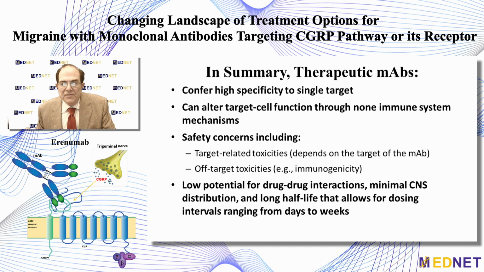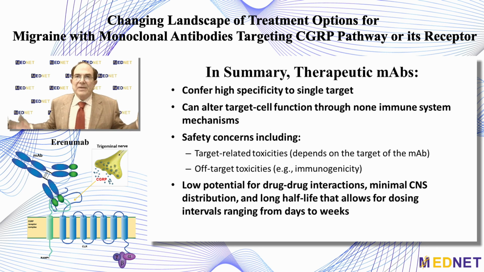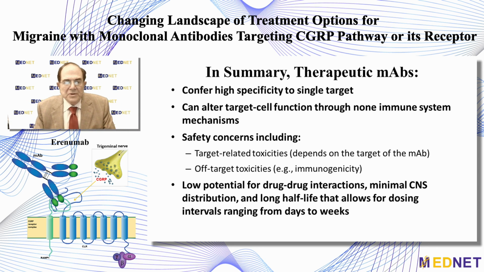In summary, therapeutic monoclonal antibodies are highly specific to a single target. They alter target cell function through non-immune system mechanisms. The safety includes target-related toxicities, which depend on the target, and off-target toxicities, so-called immunogenicity, where the body makes antibodies to the monoclonal antibody. There's a very low potential for drug-drug interactions, minimal central nervous system distribution, and a long half-life allows for dosing intervals ranging from days to weeks to even months.